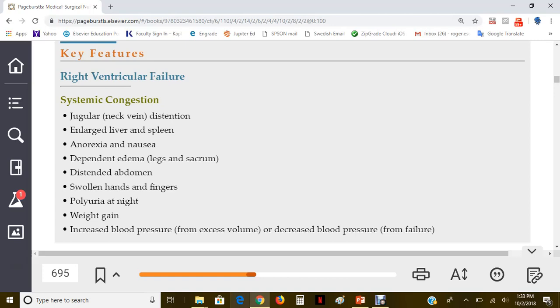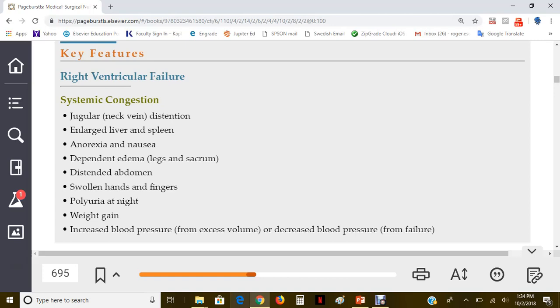Dependent edema will occur. Now take note that dependent edema does not occur early. This does not show up until a significant amount of fluid has been retained, meaning usually about 4 to 7 liters of fluid must be retained before it forms edema. This means once there is dependent edema, this is already a late sign. Okay? This is already full-blown heart failure before these things occur or are evident.